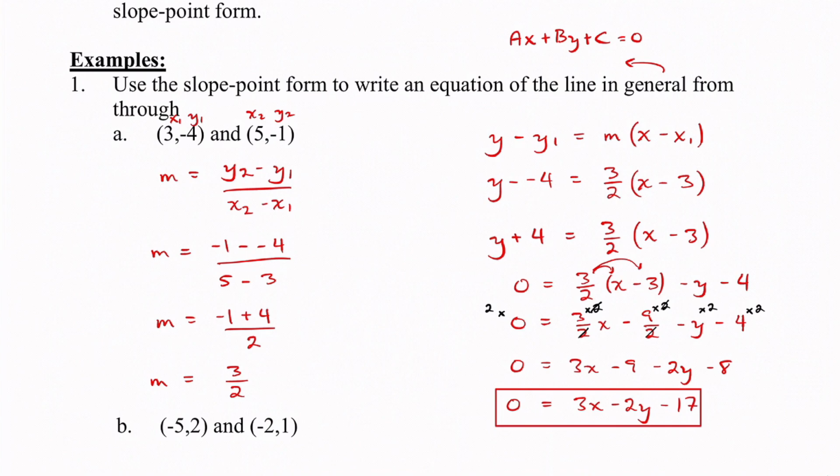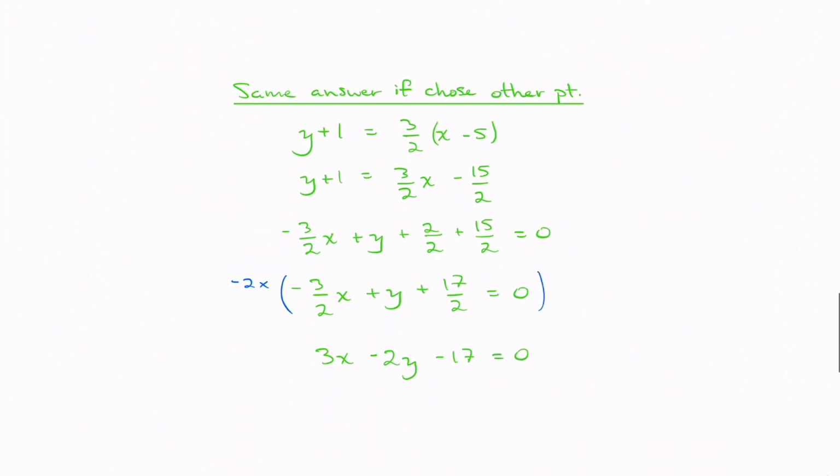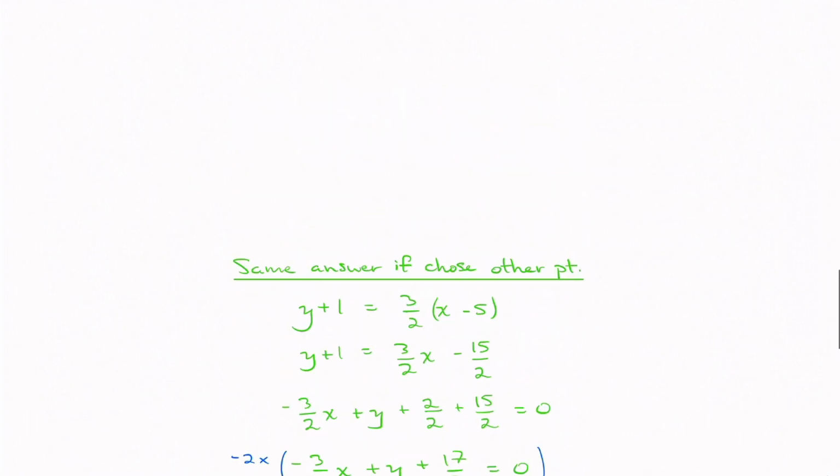And just to show you guys that it doesn't matter which point you pick, we picked 3 and negative 4. You could pick 5 and negative 1. So if you did pick 5 and negative 1, here would be the work for that. So I put in the 1 and the negative 5, I rearranged and simplified, and I get the exact same answer. So it doesn't matter which point you actually pick, you're still going to get the same answer for both.